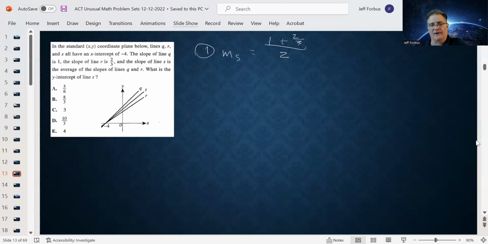Well, 2/3 plus 1, we need to multiply 1 by 3/3. And that gives us 3/3 plus 2/3 divided by 2. Well, 3 plus 2 is 5. I'm going to put it below here. 5/3 over 2. Well, 5/3 over 2 is, you got to multiply the numerator by the inverse of the denominator. And so that becomes 5/3 times 1/2.